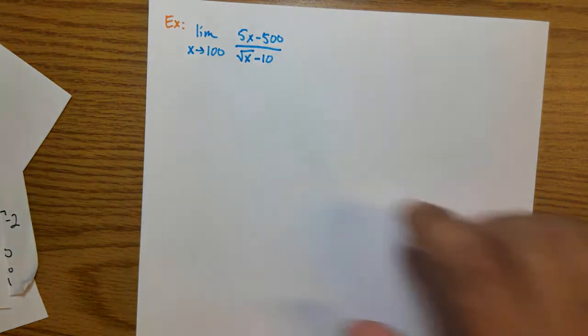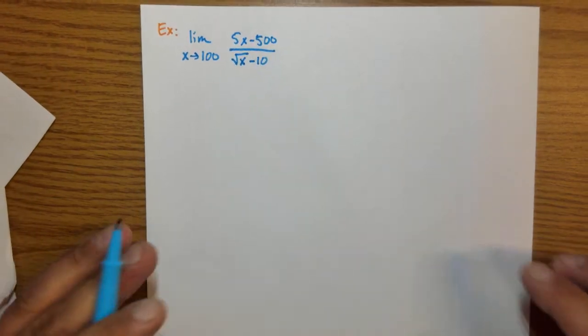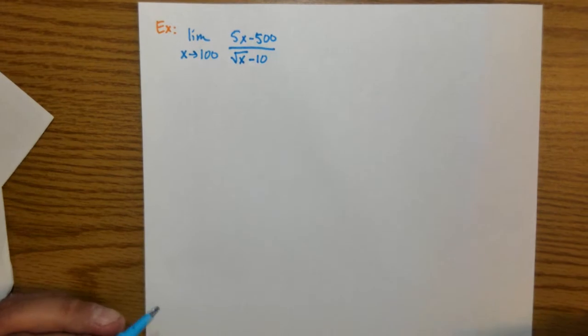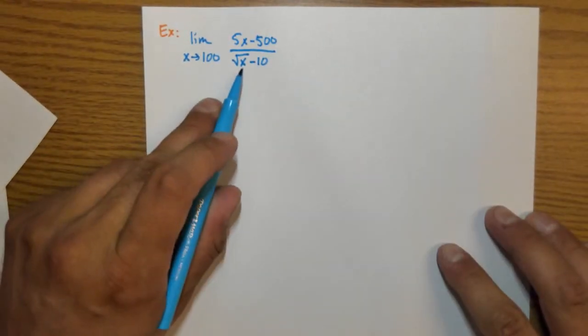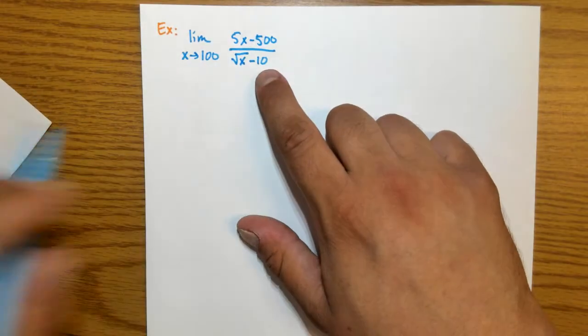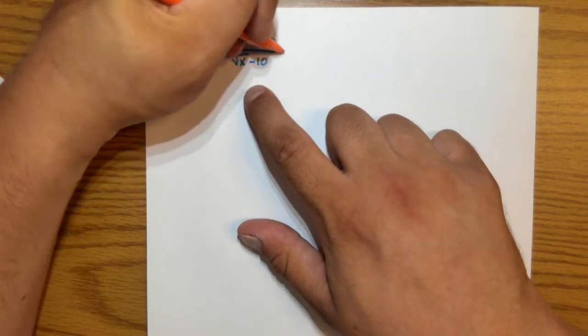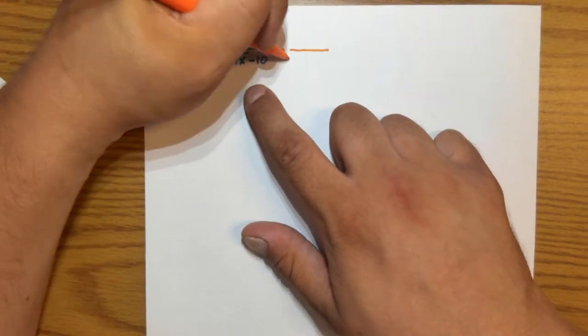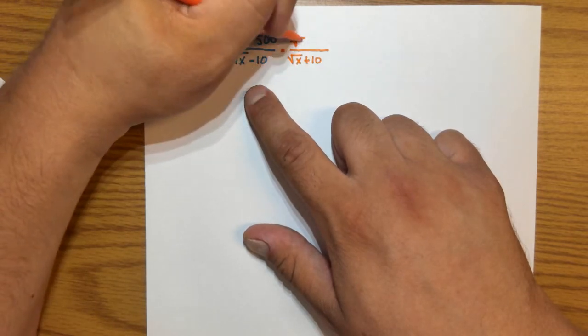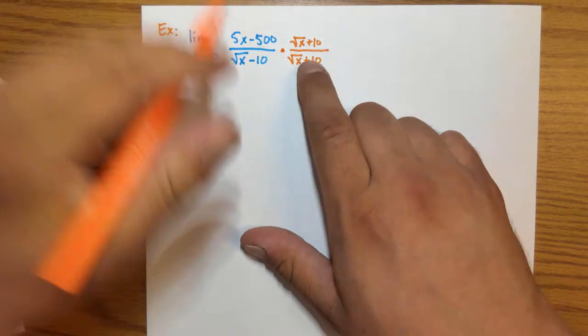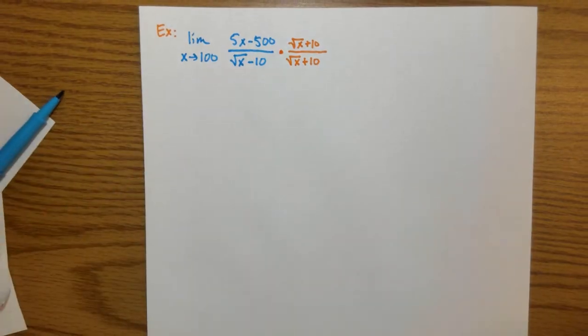So remember what our first step is here. We want to multiply by the conjugate of whichever side, bottom or top, has the square root. In this case, it's the bottom. So I'm going to multiply by the bottom's conjugate, square root of x plus 10 and the square root of x plus 10. Remember, I'm only technically allowed to multiply by 1, so I have to do it on top and bottom.